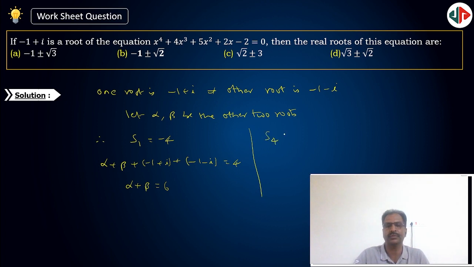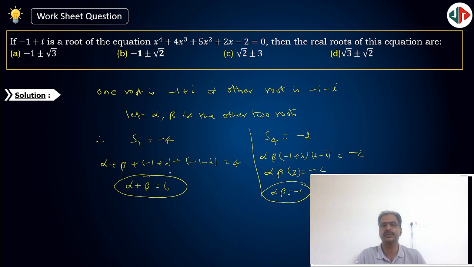Next, what is S4? Product of all the roots, minus 2, which means alpha into beta into minus 1 plus i into minus 1 minus i is equal to minus 2. Minus 1 plus i into minus 1 minus i, which is 2. So alpha into beta is minus 1.